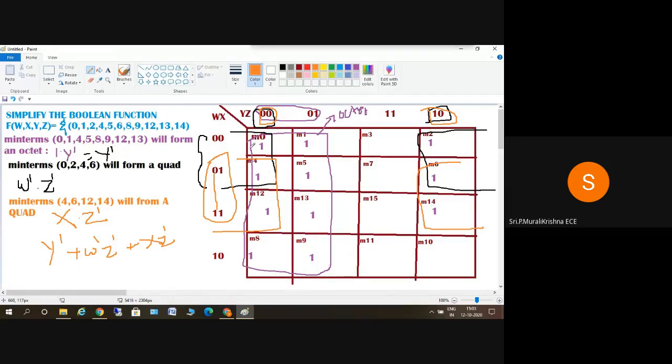We have to mention the square boxes here. This square box should mention an octet. That should be mentioned clearly. The grouping should be mentioned clearly.